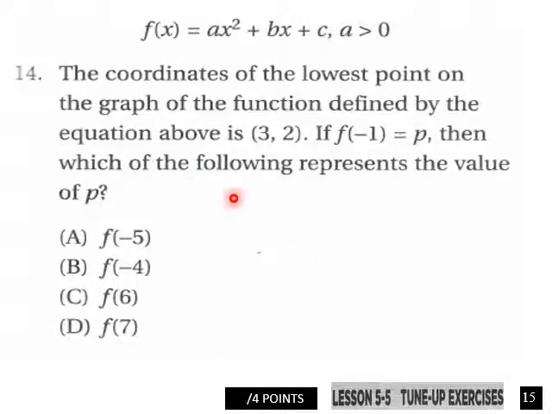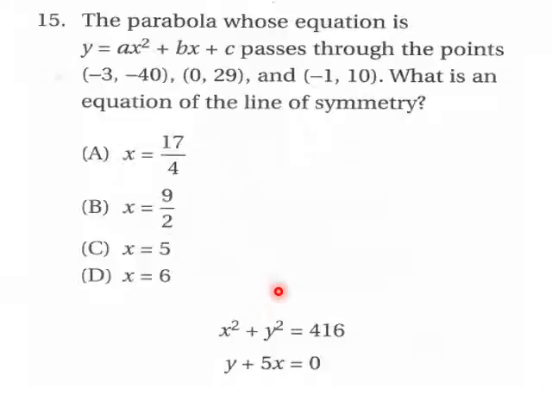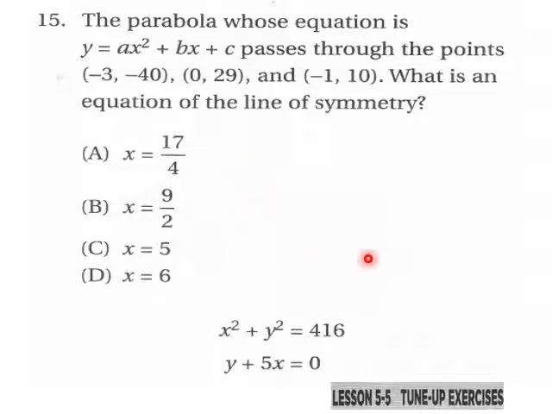And then number 14, the coordinates of the lowest point on the graph defined by the equation above is 3, 2. So if f of negative 1 equals P, then which of the following represents the value of P in this situation? Then 15, the parabola whose equation is this, passes through these points. What is the equation of the line of symmetry? So you have to find your, I'm not going to give it away, I'll let you do it.